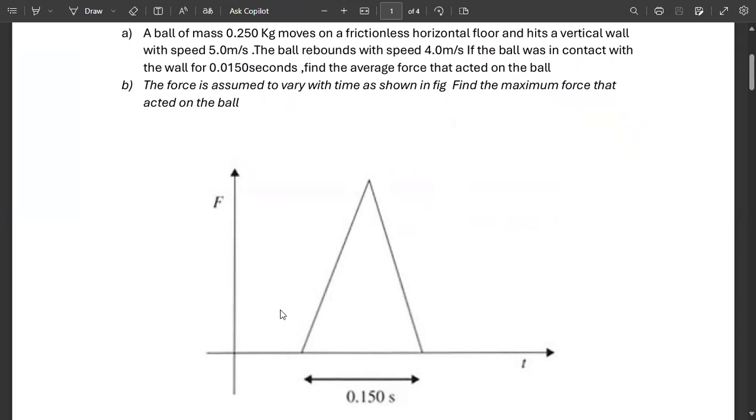If we look at this figure, it is a force time graph. We can see there's time here, which is an interval. Then there is the maximum force here, at the peak, just at the top there. That is the maximum force that we're supposed to calculate in this case.